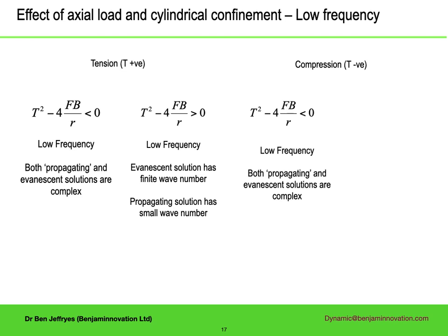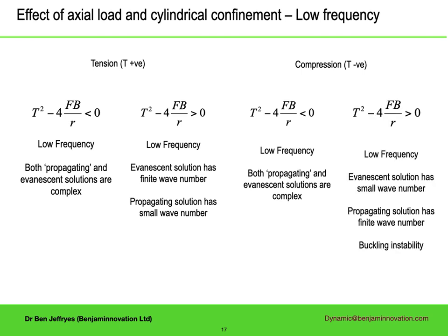For compression, low compression, like low tension, has no propagating solutions. Whereas for compression above the Dawson-Paisley limit, there are propagating solutions with finite wave number at zero frequency, which is the buckling instability. That's all at close to zero frequency, but what happens a bit above that?